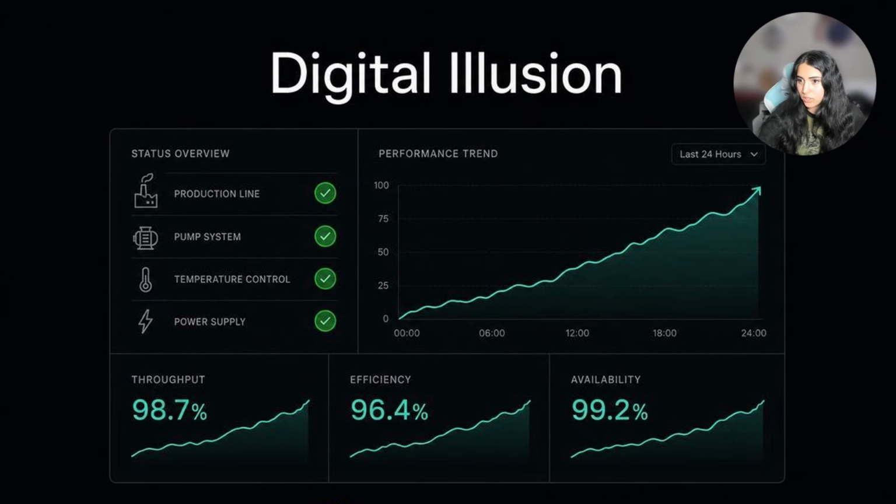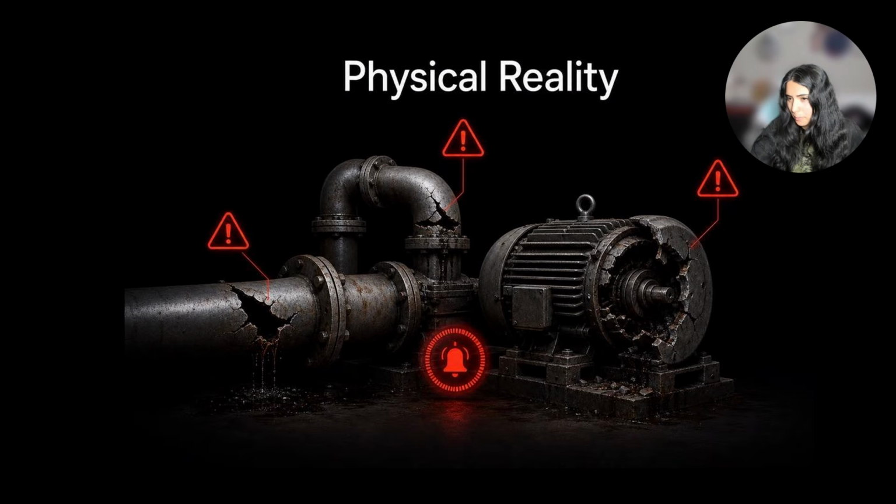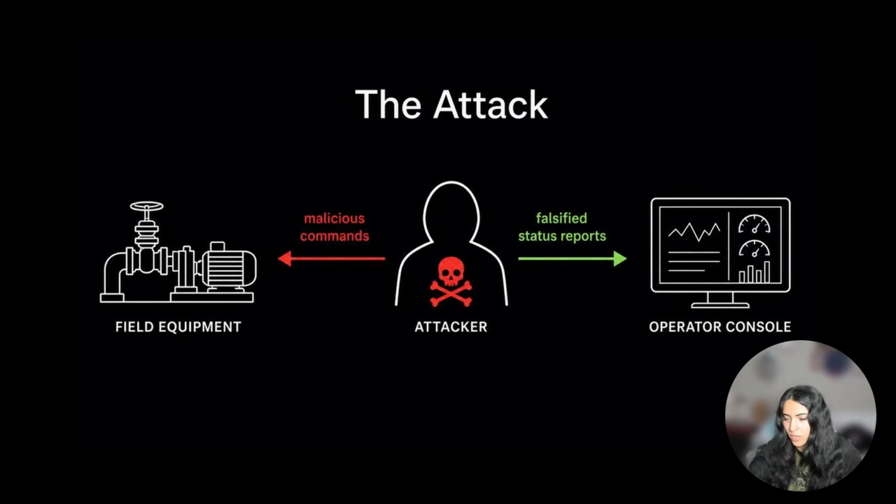So this was the digital illusion. What the operator could see was that everything was fine, but in reality, everything was not fine. Physical systems were being impacted. And most of the time, the attacker acts as a man in the middle, and it's similar to IT attacks. They send malicious code to field equipment and falsify status reports, so the operator console cannot show any of that.